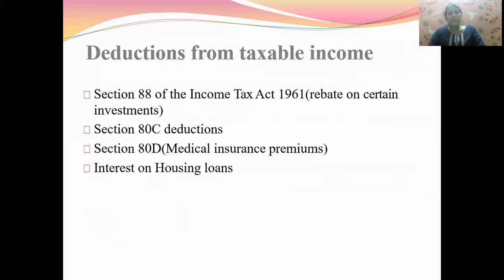Deduction from taxable income. There is a law, Section 88 of the Income Tax Act 1961, under which a rebate is available on certain investments. In Section 80C, deductions are available. In Section 80D, the medical insurance premium is covered. Interest on a housing loan is also deducted from taxable income.